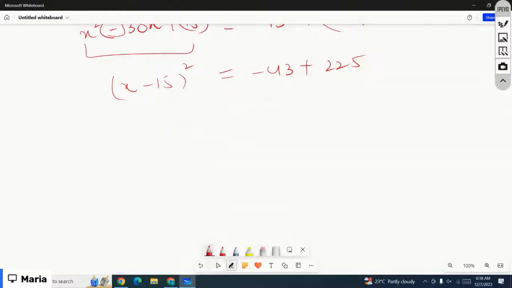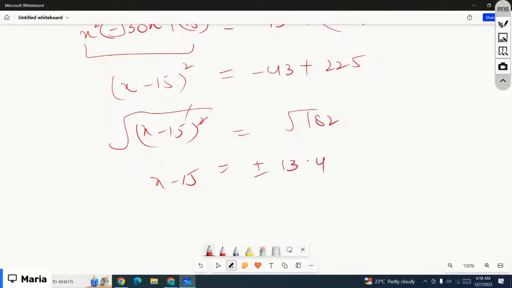Okay, that is x minus 15 whole square and square root 182. So that would be x minus 15 because the square and square root cancel out. And when you evaluate square root 182, that equals plus minus 13.4. So you have two values. X minus 15 equals 13.4 and x minus 15 equals negative 13.4.